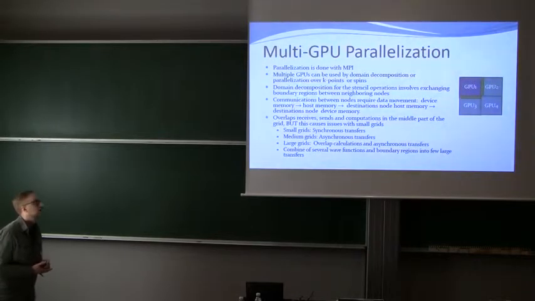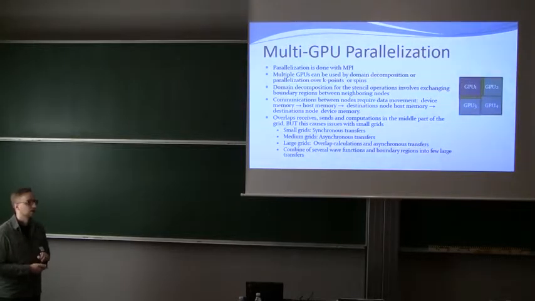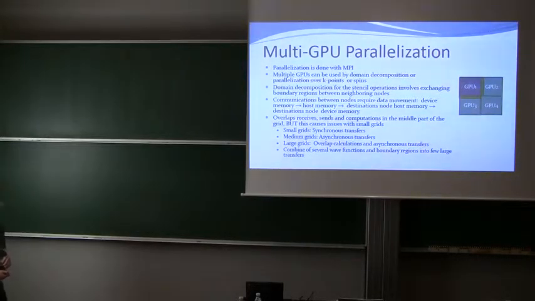Same as in regular GPAW, the parallelization is done with MPI. And multiple GPUs can be used with domain decomposition or by parallelizing over k-points or spins. So we are not doing any electronic state parallelization in the GPU version yet. I think we are planning on it.